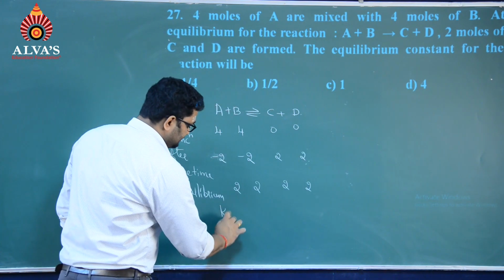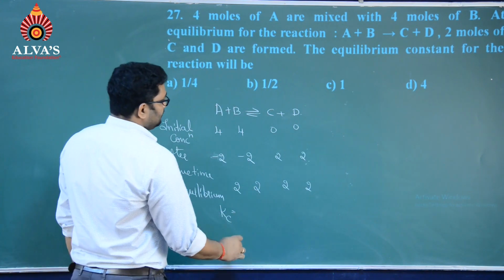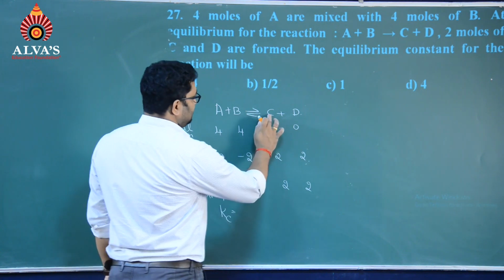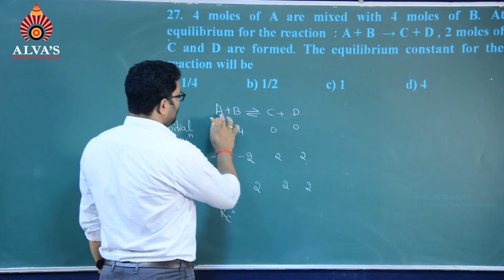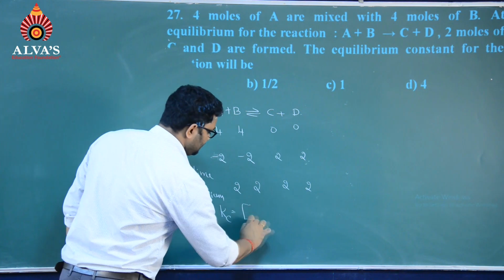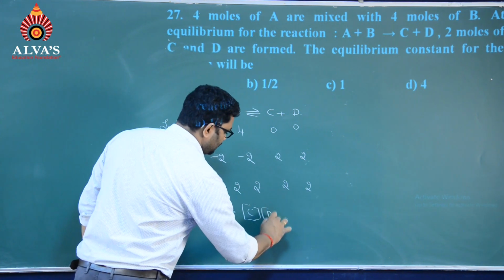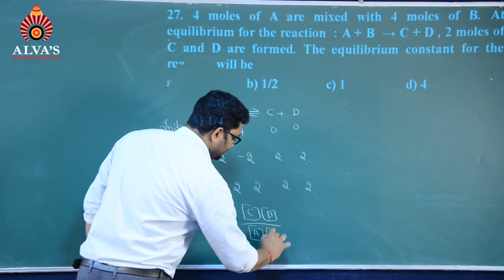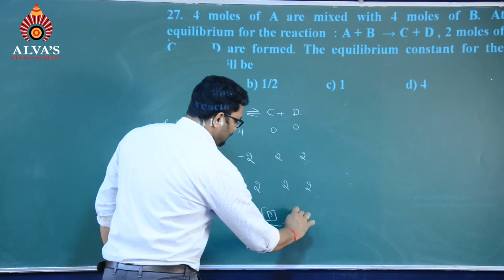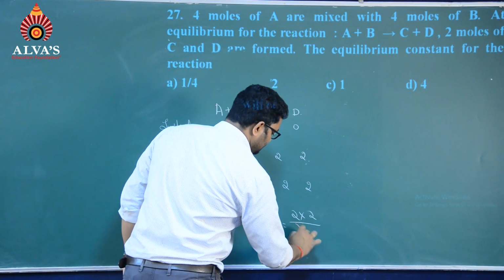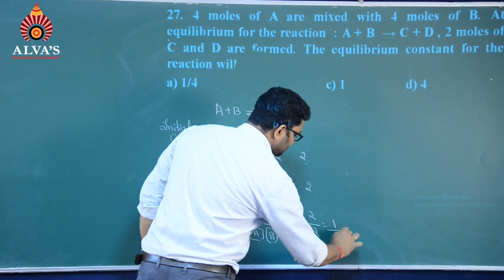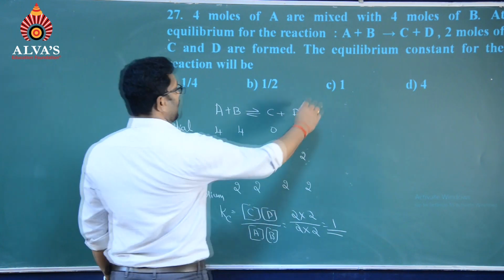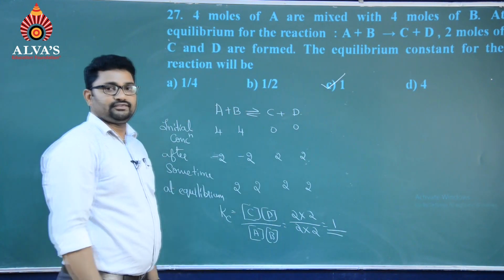Now write the Kc for this equation, that is concentration of C, concentration of D divided by concentration of A, concentration of B, the product concentrations divided by reactant concentrations. All are equal, hence the value of Kc for the reaction is 1. Option C is the answer for the question.